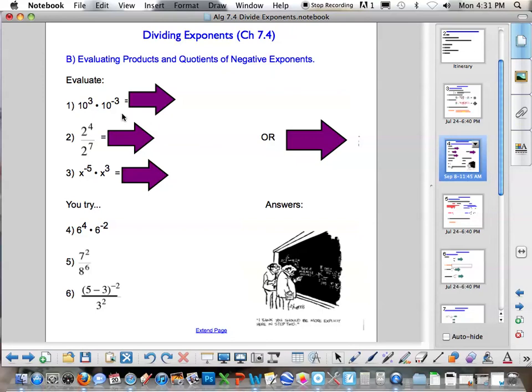So our first problem, 10 to the 3rd times 10 to the negative 3rd. Well, remember, we don't like dealing with negative exponents. We're going to try and get rid of that.